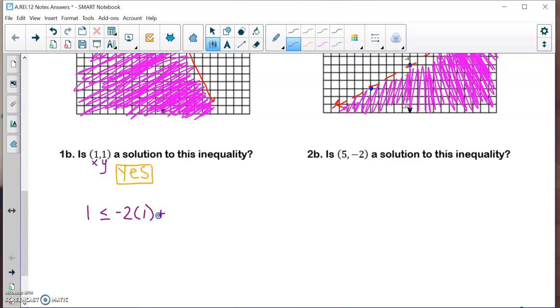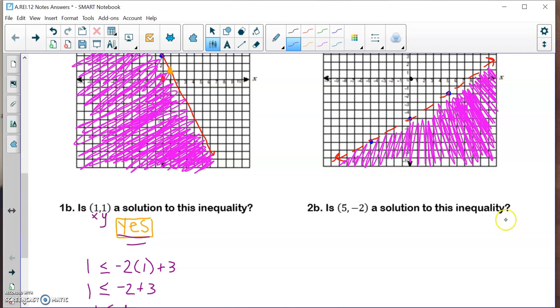and we determine if we come out with a true statement. I would wind up with 1 is less than or equal to -2 plus 3, which comes out to be 1. So is 1 less than or equal to 1? Yes, it is. So it is a solution.